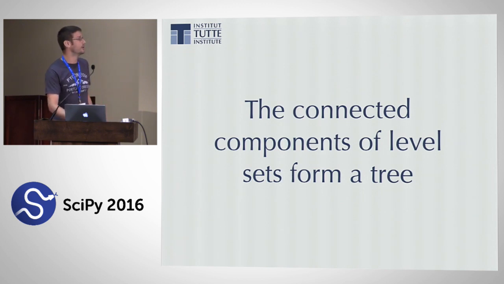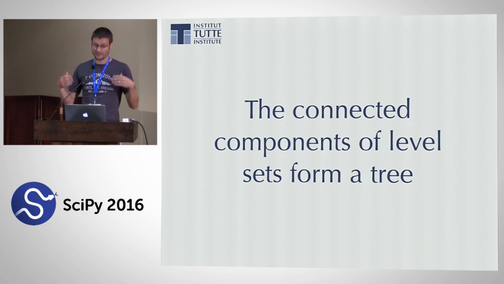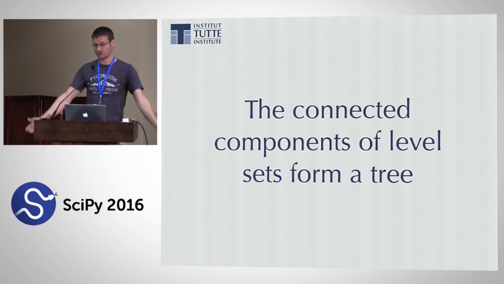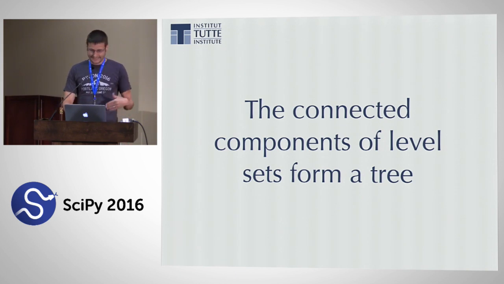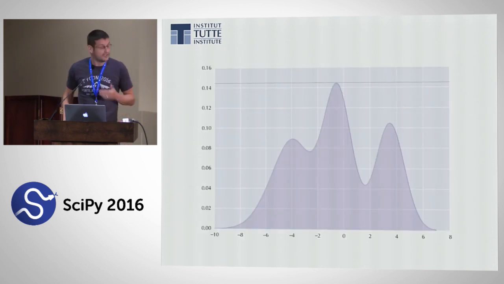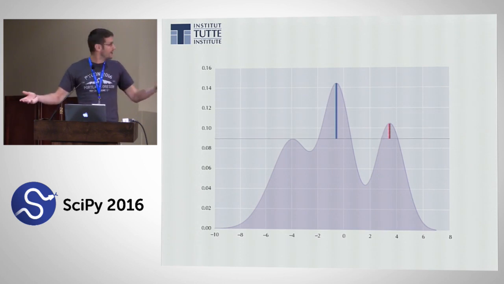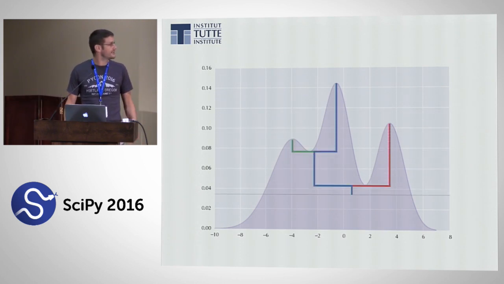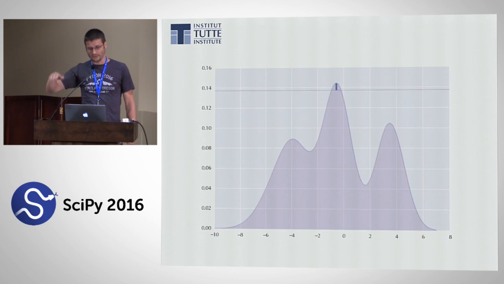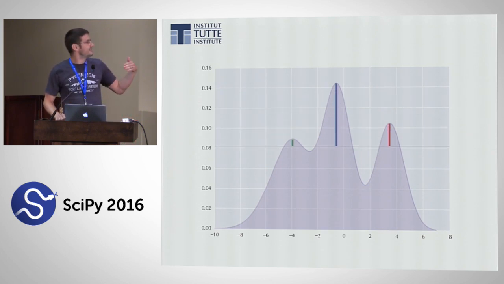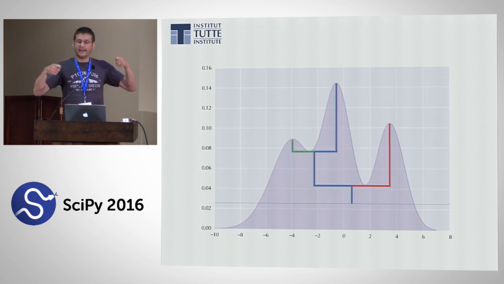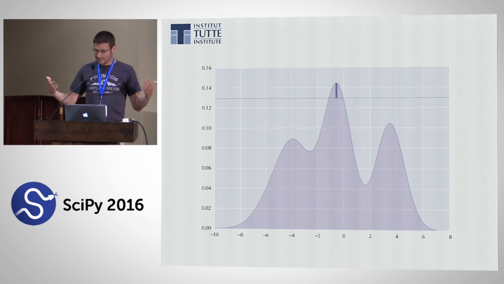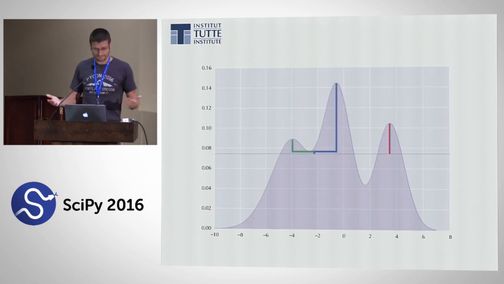So what about the connected components? Well, the connected components of these level sets form a tree. It's a little hard to explain, but it's easier to see if you just watch it. In 1D, we have this probability density function, and if you steadily lower the density down, you can see new components show up, and then they merge together, and you end up slowly but surely building up a tree.